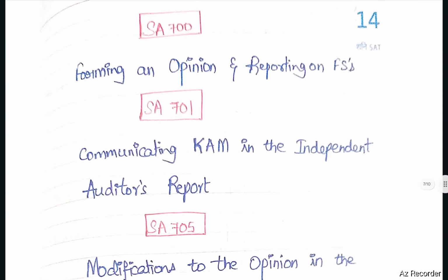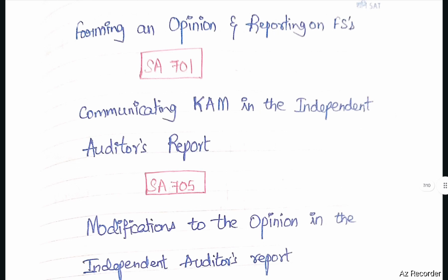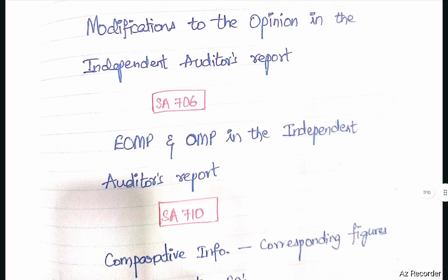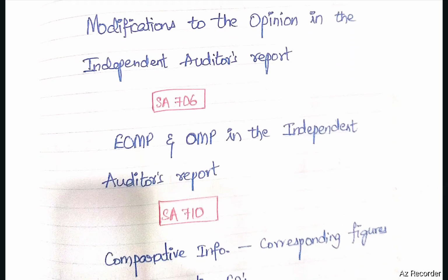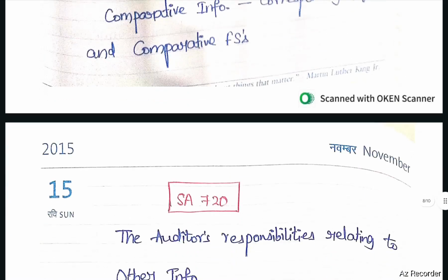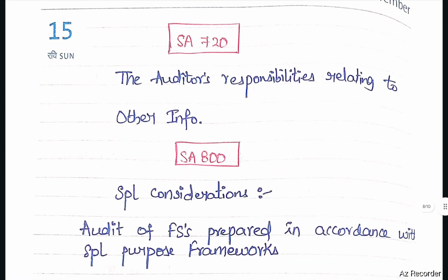SA 700, forming an opinion and reporting on financial statements. SA 701, communicating key audit matters in the independent auditor's report. SA 705, modifications to the opinion in the independent auditor's report. SA 706, emphasis of matter paragraphs and other matter paragraphs in the independent auditor's report. SA 710, comparative information, corresponding figures and comparative financial statements. SA 720, the auditor's responsibilities relating to other information.